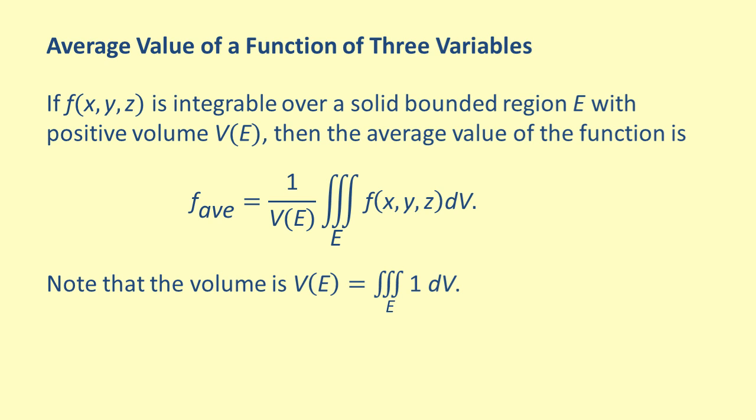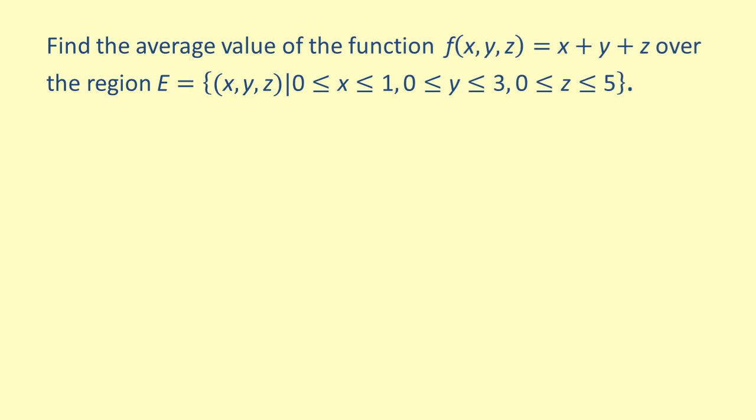Let's try an example of this. In this problem, we want to find the average value of the function f of xyz equals x plus y plus z, and we're given the region E, where x is defined from 0 to 1, y is defined from 0 to 3, and z is defined from 0 to 5.